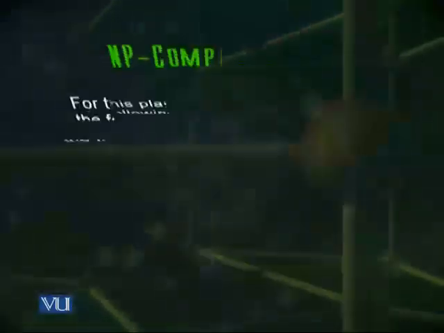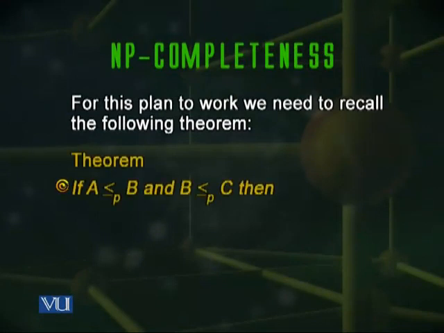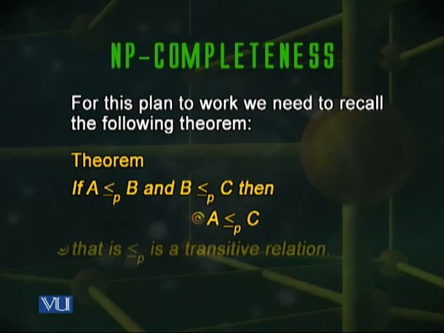However, in order to use the Cook-Levin theorem this way, we must prove and understand the following thing about polynomial time reducibility. For this plan to work, we need to recall the following theorem. This theorem says that if A is polynomial time reducible to B and B is polynomial time reducible to C, then we can conclude that A is also polynomial time reducible to C. Thus, polynomial time reducibility is a transitive relation.